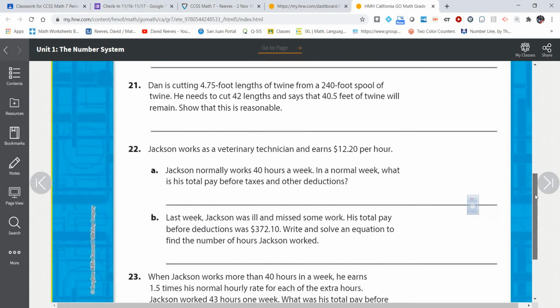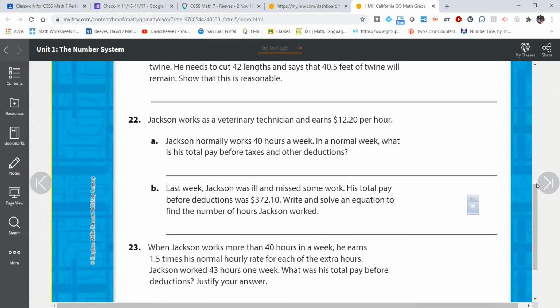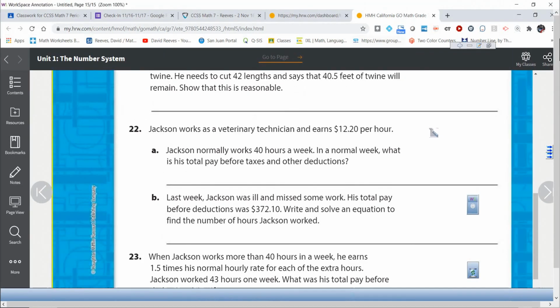All right, last problem we're going to do here. Jackson works as a veterinary technician and earns $12.20 per hour. So if he works 40 hours, we would do 40 times 12.20.